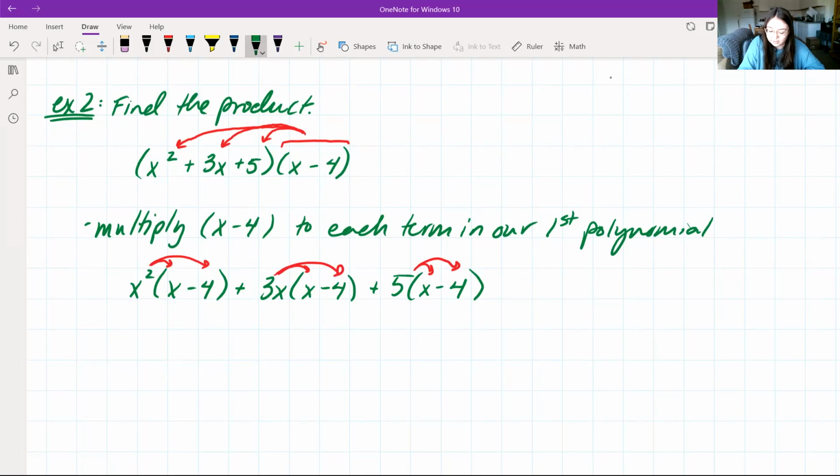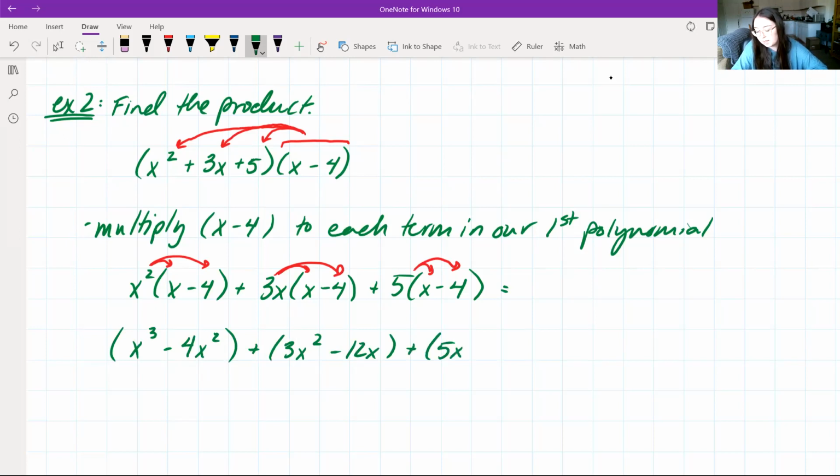So x squared times x is going to be x cubed, minus 4 times x squared, so we'll get minus 4 times x squared. 3x times x is 3x squared. 3x times negative 4 is negative 12x. 5 times x is going to be 5x. 5 times negative 4 is going to be negative 20.